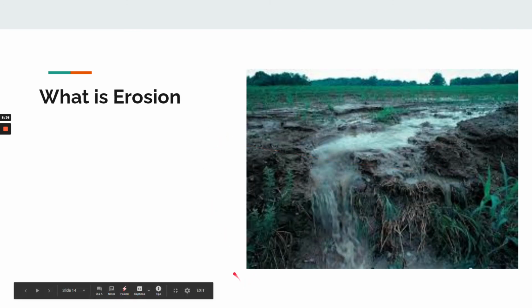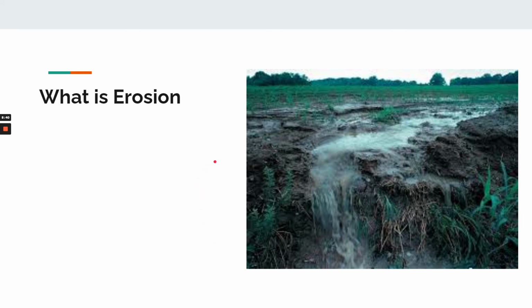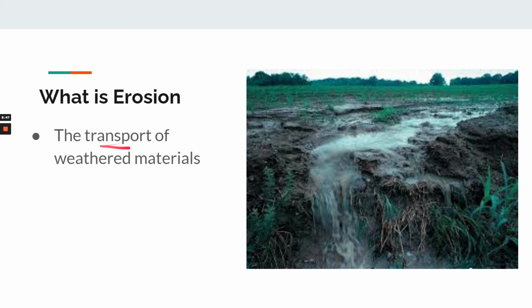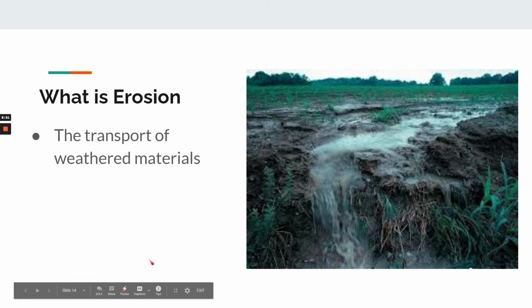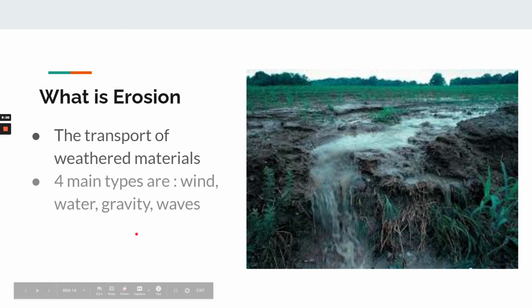And then the last thing I just want to talk about briefly is touch on this idea of erosion. I want to introduce it now because they are separate ideas, although a lot of times they go together. Erosion is the transport of weathered materials. So transport meaning movement. So anytime you have materials that have been broken down or weathered, if they begin moving somewhere, then you have erosion. The four main types of erosion are wind, water, gravity, and waves, and we'll talk about all four of those as we move through this unit.